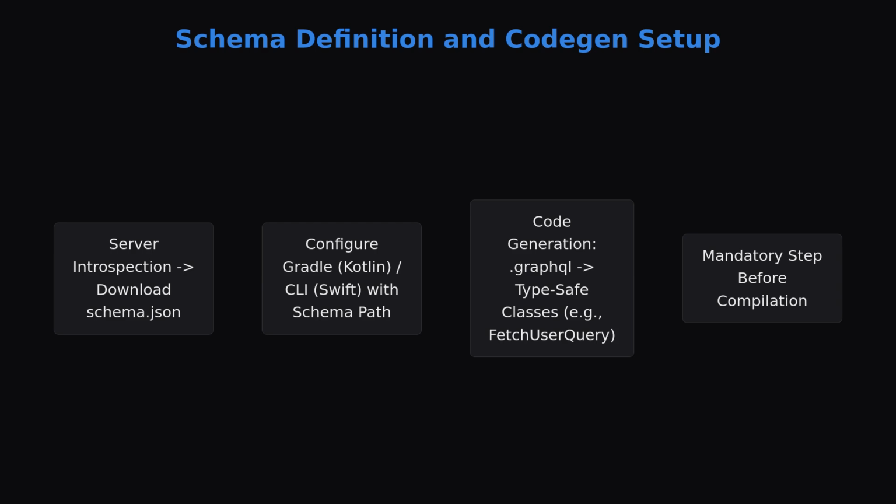Code generation transforms these GraphQL operations into executable, type-safe classes. Examples include FetchUserQuery or CreatePostMutation. These generated classes encapsulate all necessary input types and define the exact structure of the response payload. This code generation step is strictly mandatory and must execute successfully before the application can compile any network operation.